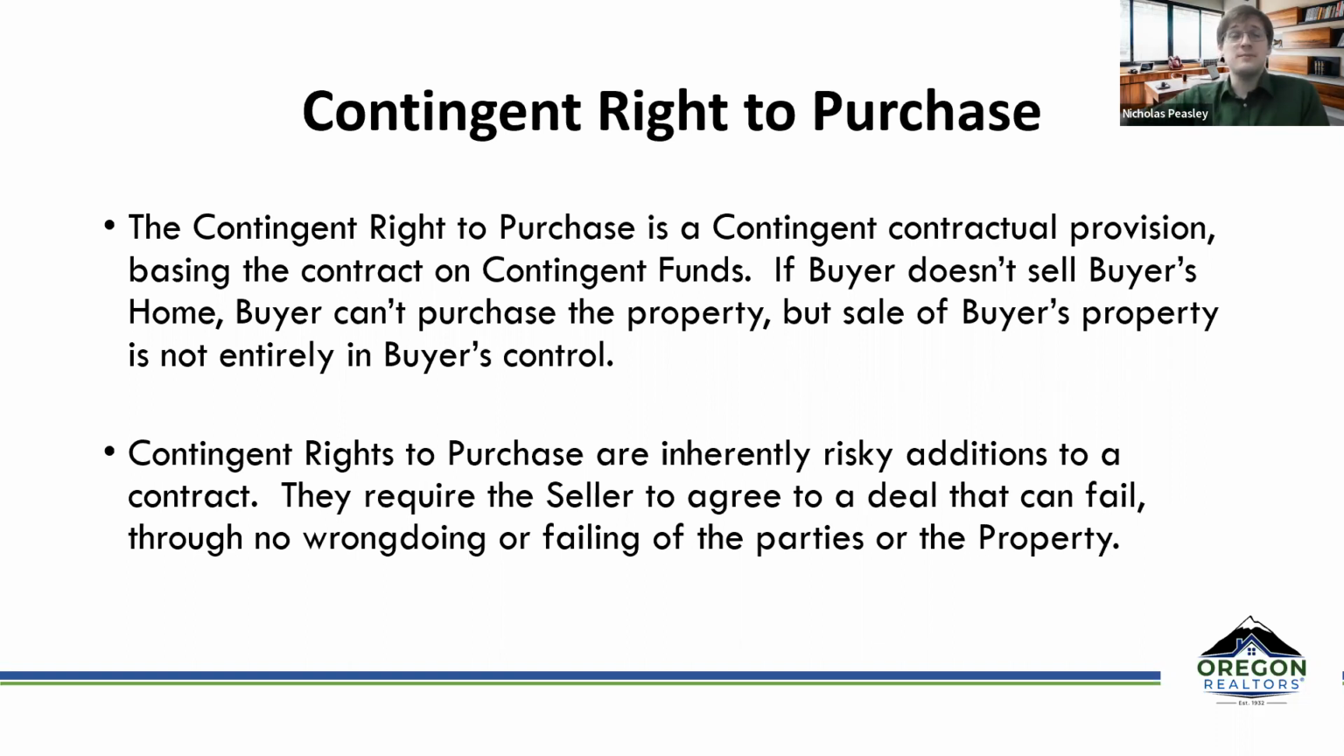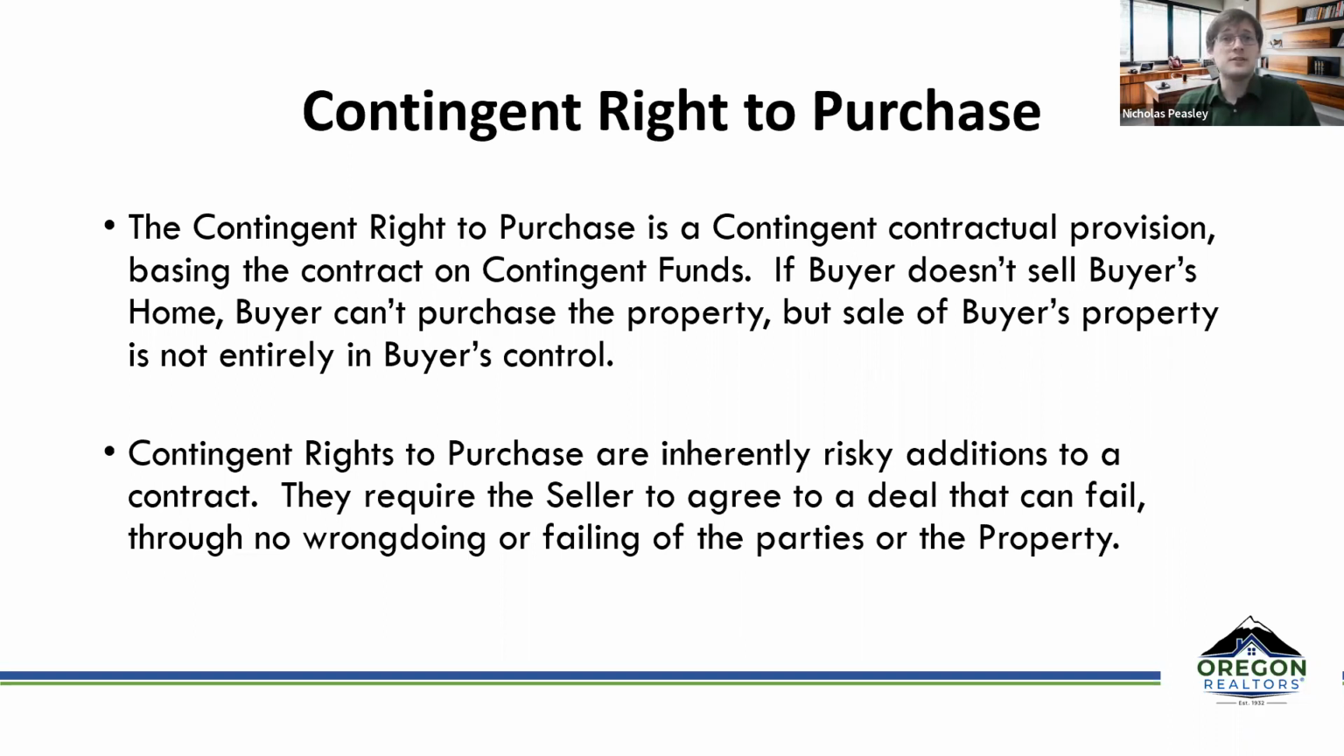So that's why we talk about it being contingent. The buyer can't necessarily guarantee that the second buyer, the third party buyer that wants to buy the buyer's property, is going to work. So it's out of the buyer's control and it's out of the seller's control, which is why we put these contingencies in place. A contingent right to purchase is inherently risky. It adds risk to the contract.